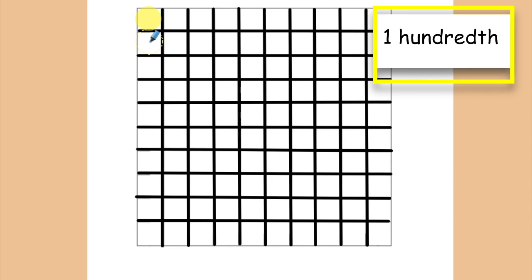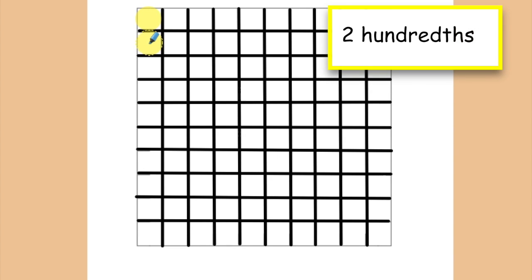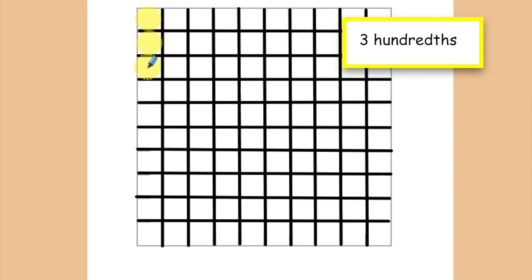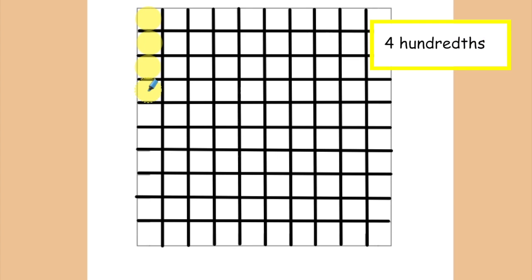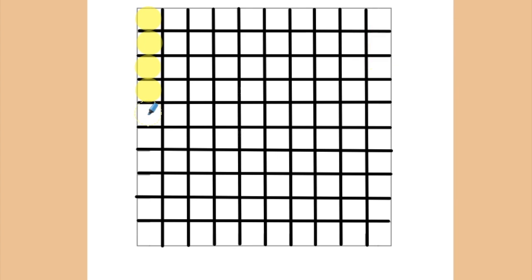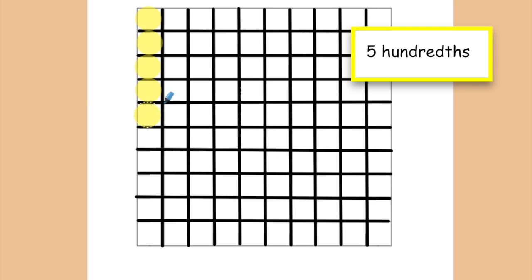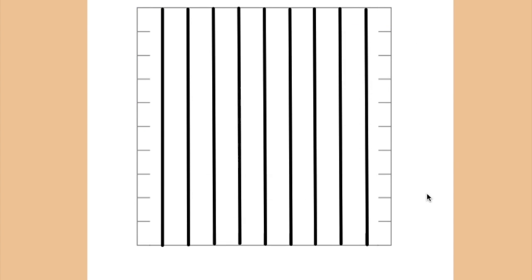1/100th, 2/100ths, 3/100ths, 4/100ths, 5/100ths. We will use the color orange to represent the 1/10 size pieces that we color in.